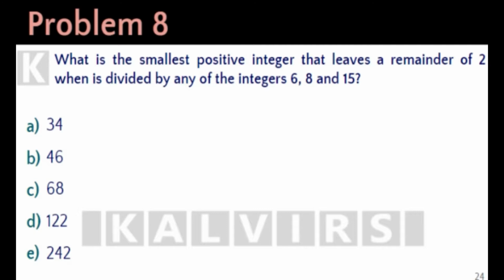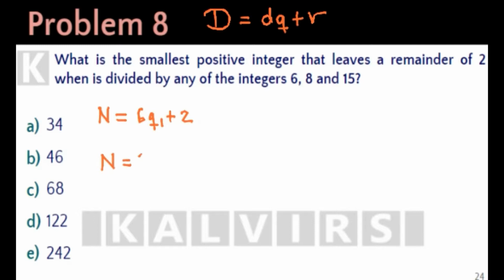Problem 8 says, what is the smallest positive integer that leaves the remainder of 2 when it's divided by any of the integers 6, 8, and 15? We should use the formula that we have learned. Dividend is equal to divisor times quotient plus remainder. That means that this number that we are looking for, when it's divided by 6, should leave a remainder of 2. But also when this number is divided by 8, should leave a remainder of 2. And when this number is divided by 15, the remainder should also be 2.